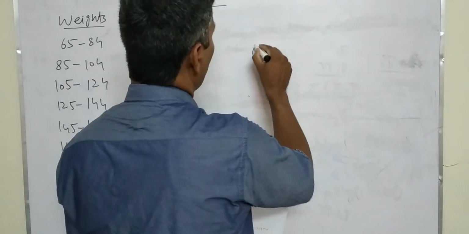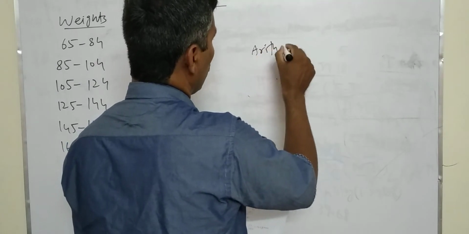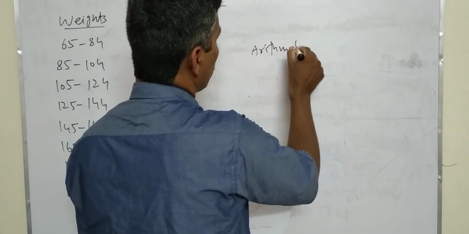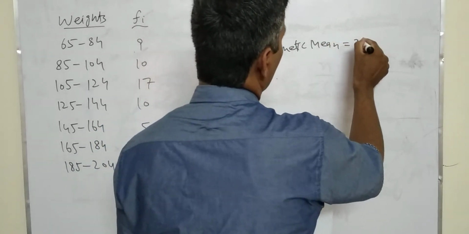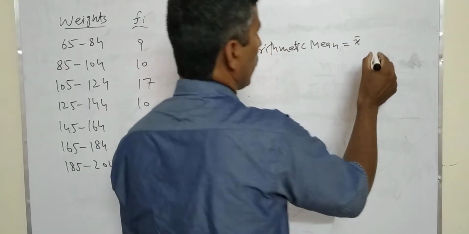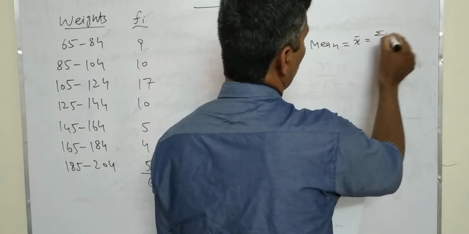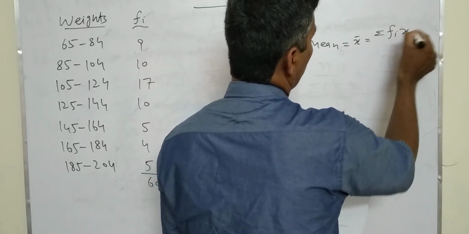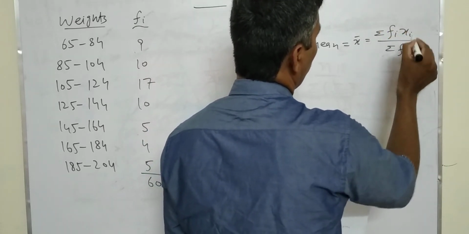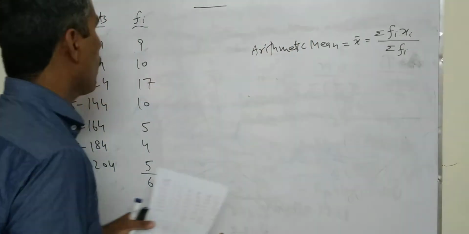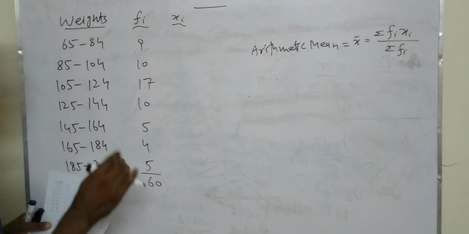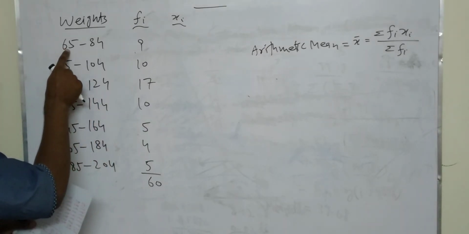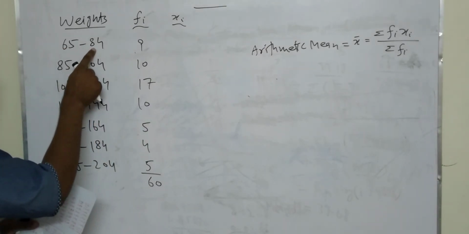For arithmetic mean, when we are calculating arithmetic mean, it is represented by x bar, and its formula is summation xi divided by summation fi. Now what is this xi? Xi is midpoint, and midpoint is calculated by adding 65 plus 84 and dividing by 2.